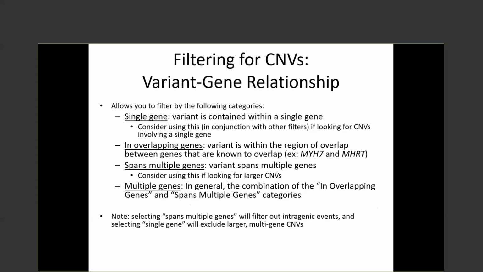So using single genes might help you hone in on intragenic CNVs. Of course, you might want to use some additional filters, such as size or variation type, if you want to remove the sequence variants from that. But you could also use spans multiple genes if you are indeed looking for larger CNVs.